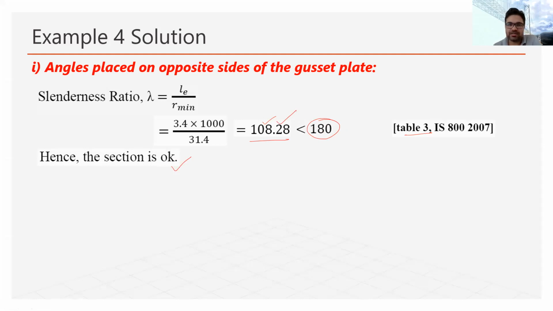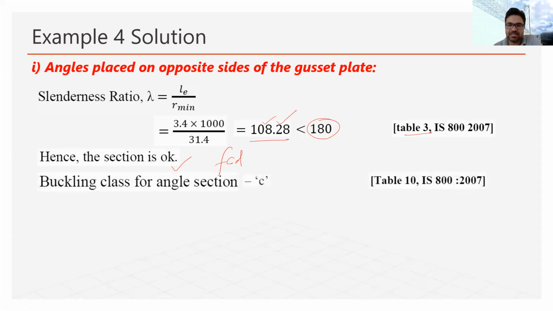And now we are ready to find out the value of FCD, which depends on the lambda value and Fy value. So also we know the buckling class of the angle section, which is C. I have already explained this. This is given in Table number 10, and there, for each and every angle section, the buckling class will be referred to as C class. So as buckling class is C, we will find the value of FCD from Table number 9C.